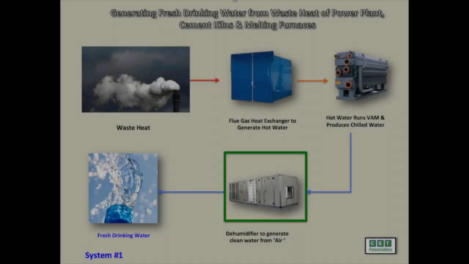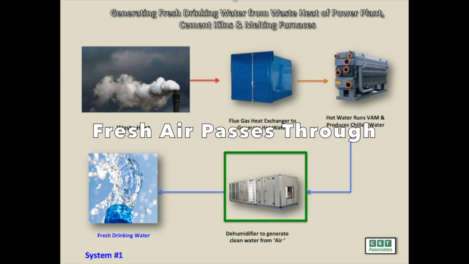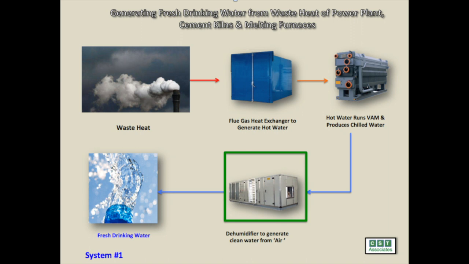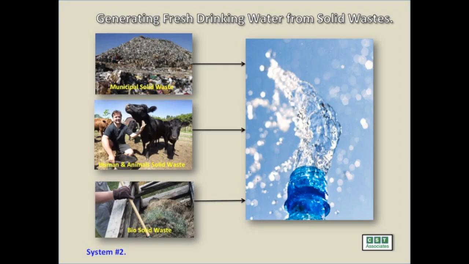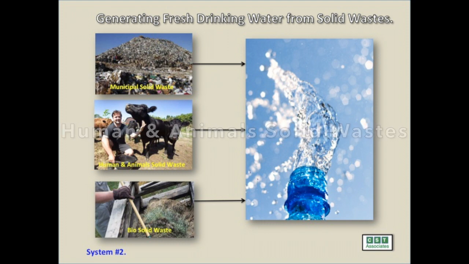This chilled water is made to pass through the dehumidifier. Fresh air from the atmosphere is made to pass through the fin surface heat exchanger. In this heat exchanger, air comes to the dew point, where the water condenses. The water is further filtered and can be bottled for drinking or used for the process if required. In the second system, water can be condensed using 3 solid wastes. These are municipal solid wastes, human and animal solid wastes, and biosolid wastes.